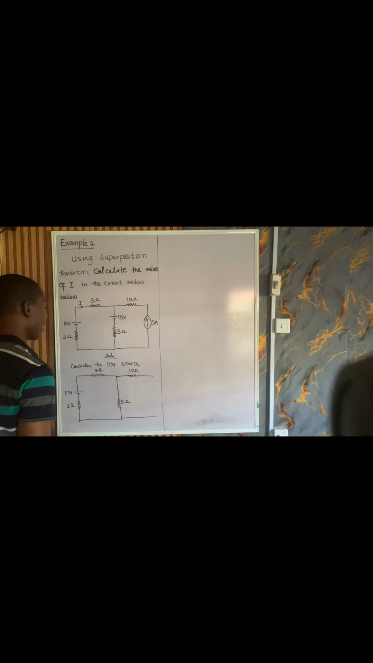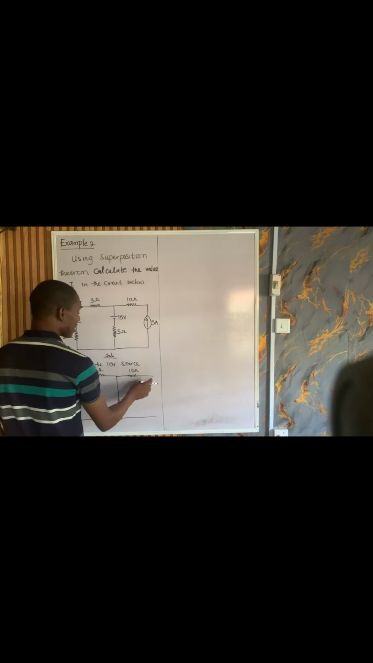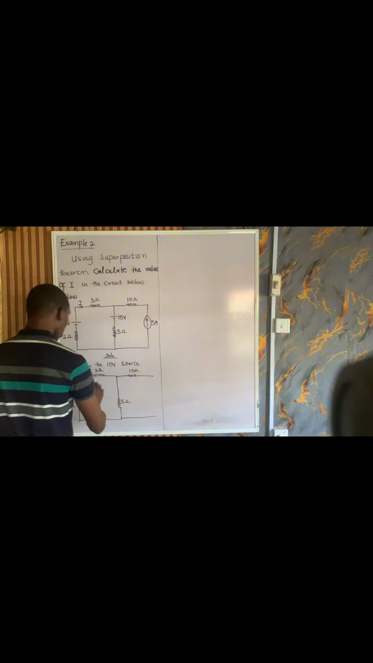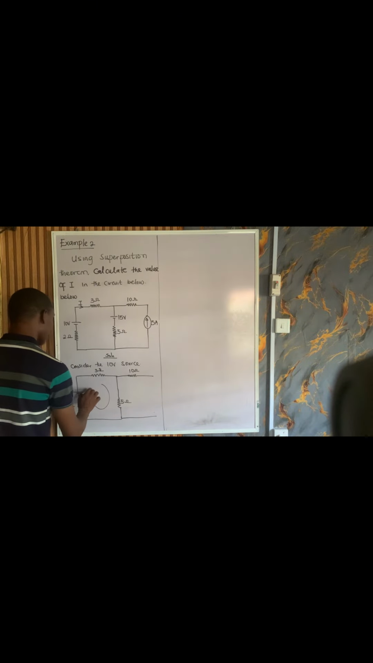So this is what we have now. Because this part is open, no current flows. Current can only flow through a closed part. So we just have a series circuit like this now.